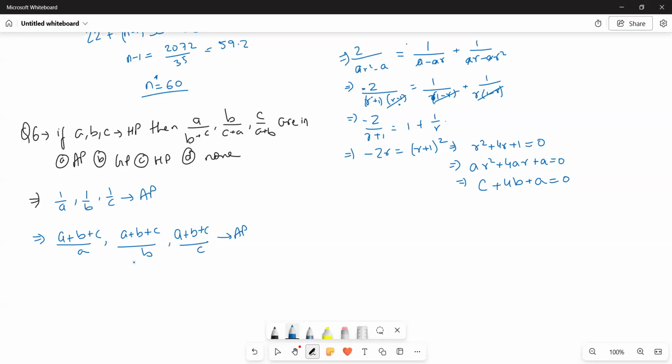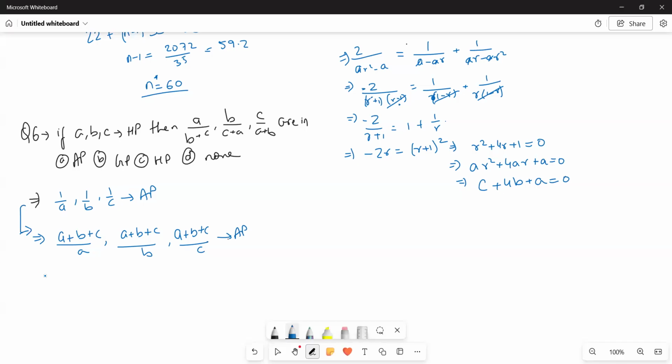Achha, why the second step? क्योंकि डिनोमिनेटर में सम है? मतलब नहीं, जो हम लोग को प्रूव करना है. अच्छा, how does 1 by A, 1 by B, 1 by C being AP imply that A plus B plus C by A, A plus B plus C by B, A plus B plus C by C would be in AP? तीनों को सेम वैल्यू से ऑल्टर किए हैं। Because we have done this in properties of AP, that if all terms of an AP are multiplied by the same value, then the resulting sequence is also an AP.